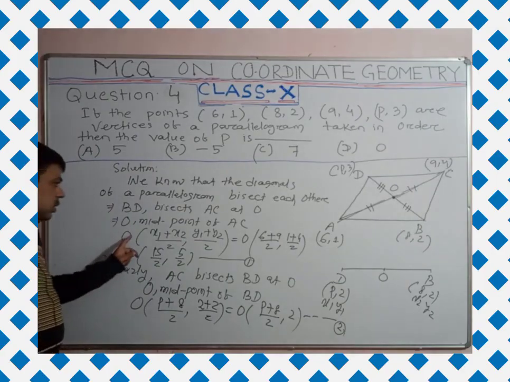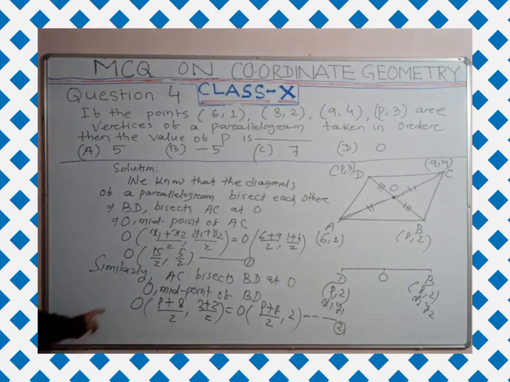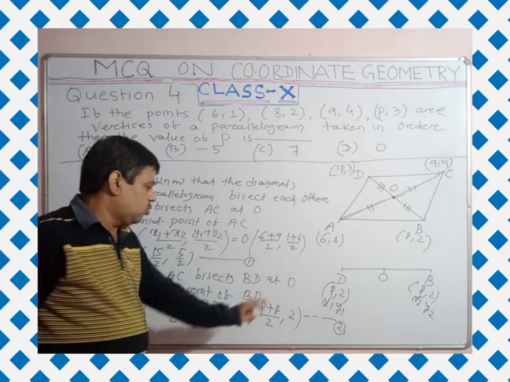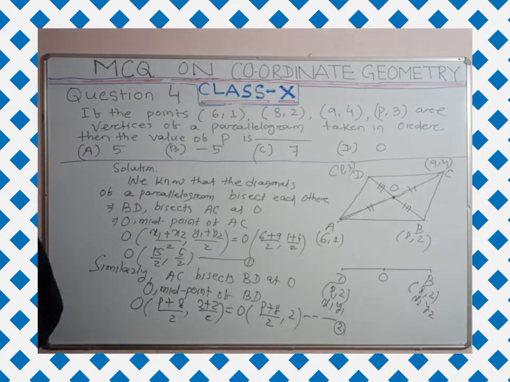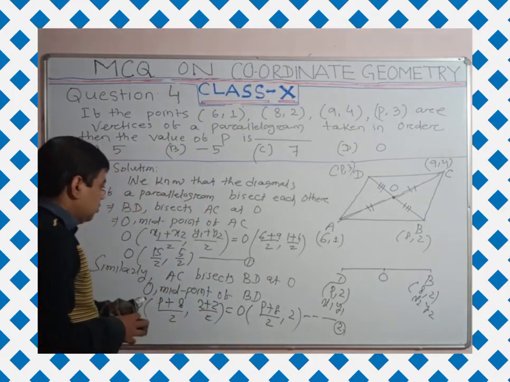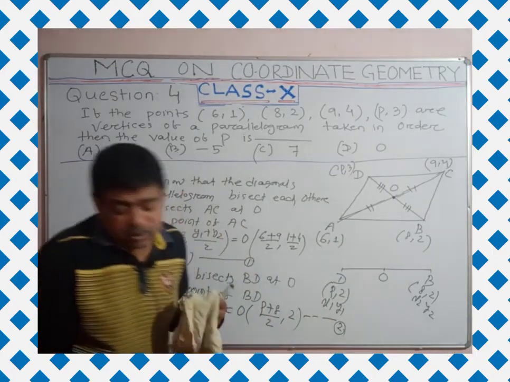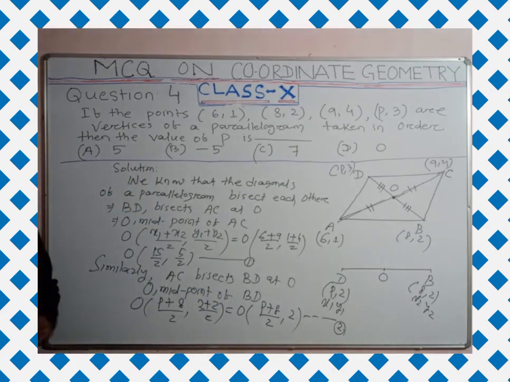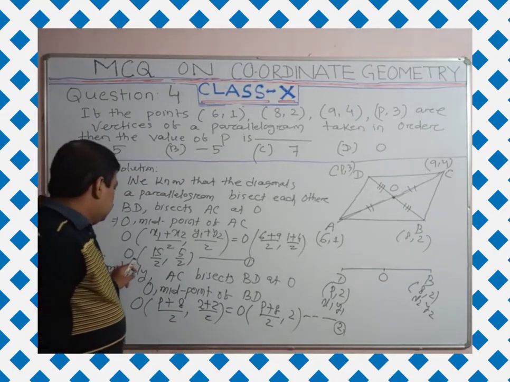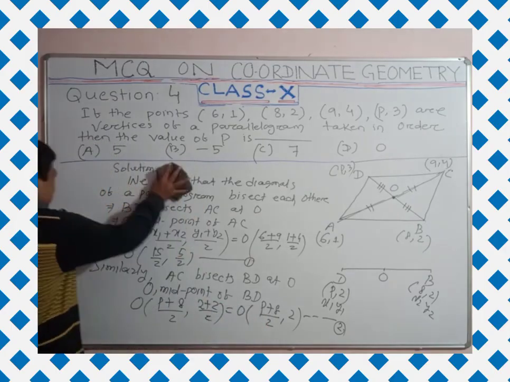Here, since O is the midpoint of AC, the coordinate of O is (15 by 2, 5 by 2). And since O is the midpoint of diagonal BD, the coordinate of O is (P plus 8 by 2, 5 by 2). And since it is the same point O, they must have the same coordinate. So we can compare: 15 by 2 is equal to P plus 8 by 2. Yes or no? Yes.